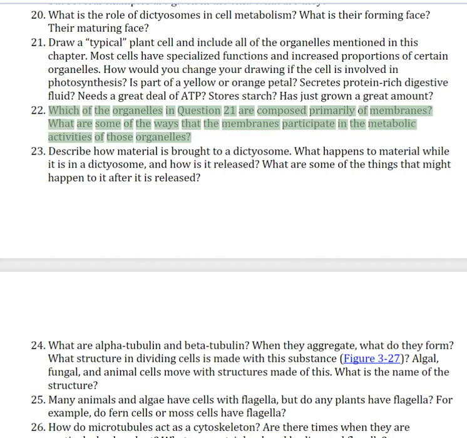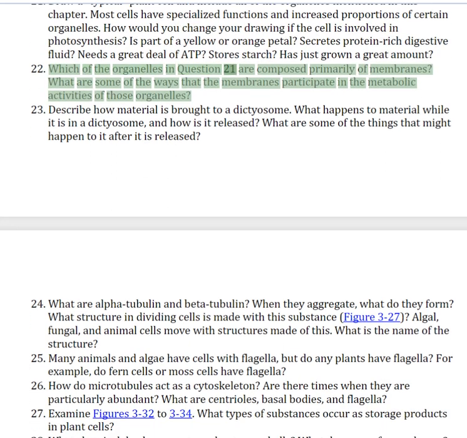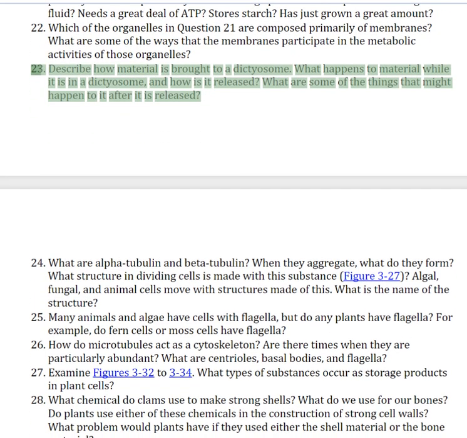22. Which of the organelles in question 21 are composed primarily of membranes? What are some of the ways that the membranes participate in the metabolic activities of those organelles? 23. Describe how material is brought to a dictyosome. What happens to material while it is in a dictyosome, and how is it released? What are some of the things that might happen to it after it is released?